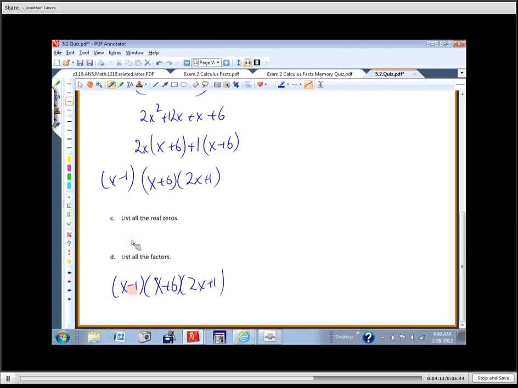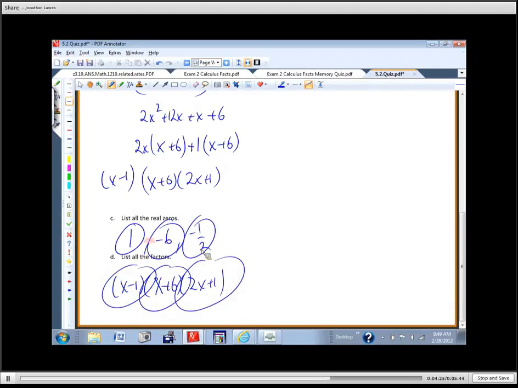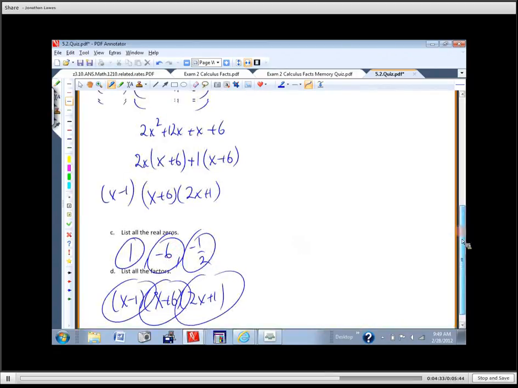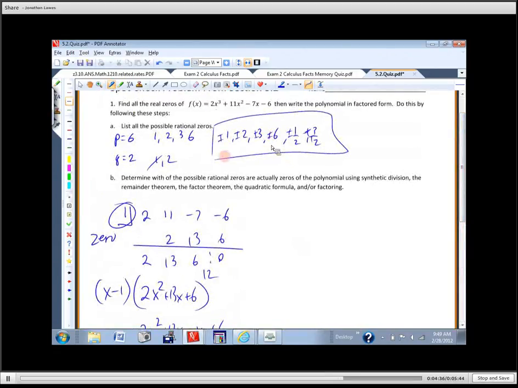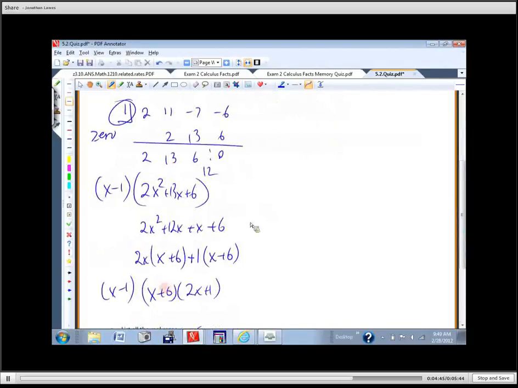What's the 0 that corresponds to this one? 1. It's the 0 that corresponds to this one. Negative 6, and this one? Negative 1/2. Those are the 3 answers we're looking for. Here are the 3 factors. And lo and behold, on this one, I made this so it worked out nice. Are those nice answers? They're all rational. And aren't they all in our list? We have a list of 12 possible rational zeros. All 3 of our answers came from that list. Now, if they did this right, okay, if they found a 0, factored it, all that sort of stuff, give them 4 points.